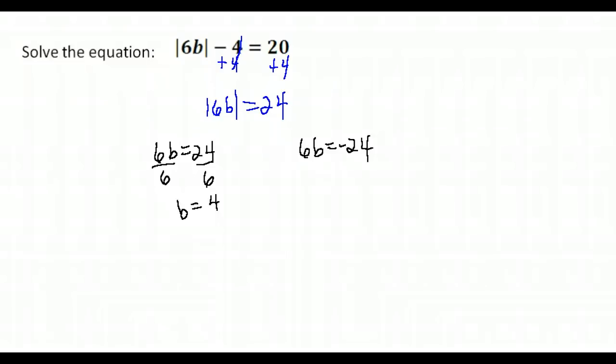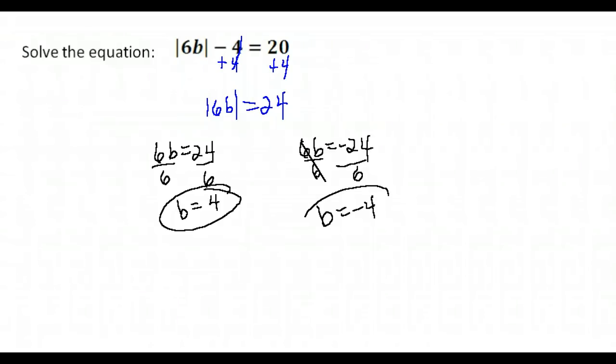I get b is positive 4. And b is negative 4. Again, you may see it written as b equals plus or minus 4. But those are the two solutions to this absolute value problem. So remember, for absolute values, isolate the absolute value, get it all alone, set up two equations, one positive and one negative, solve them both, and you'll have your solution.